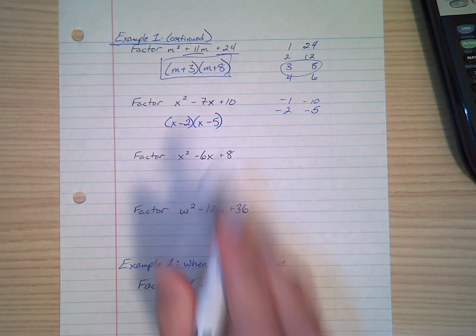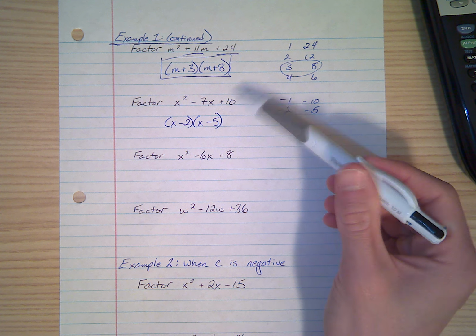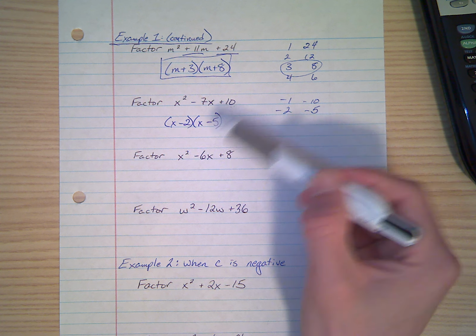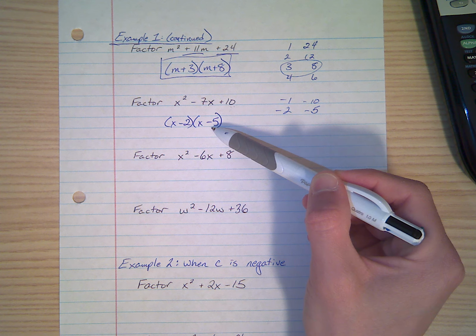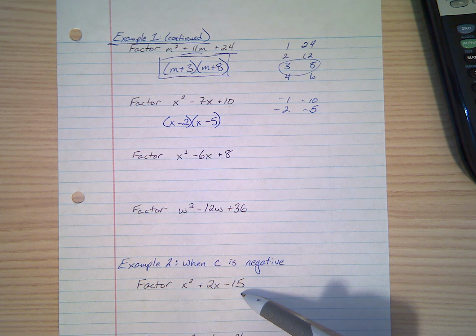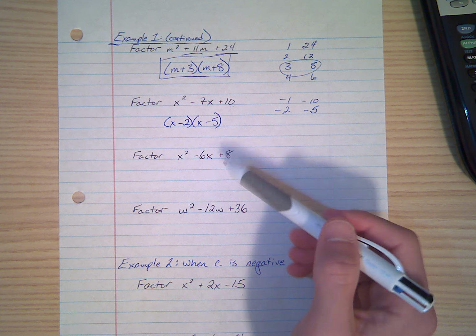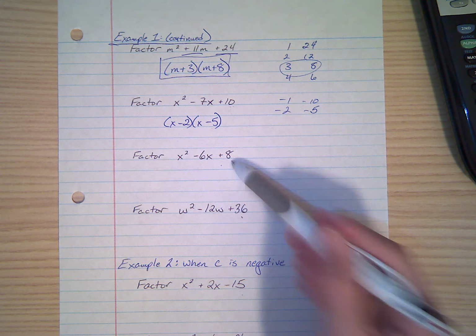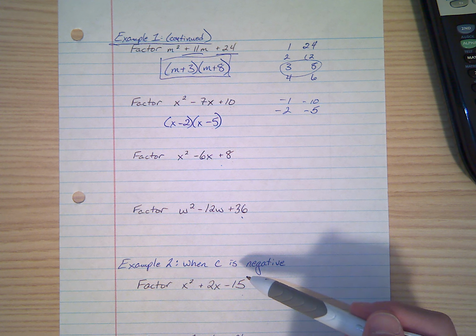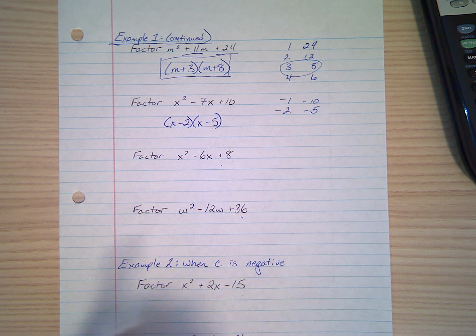Okay, so when everything is based on the last term, if the constant is positive, the signs are the same. We're going to get to what happens if the constant is negative. But when the constant is positive, as we see in all these first examples, the signs are going to be the same.